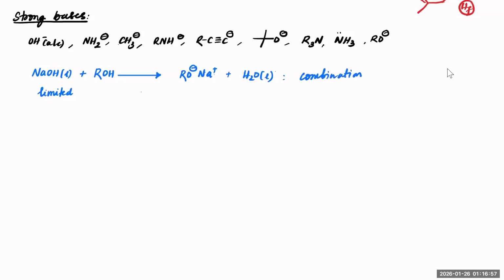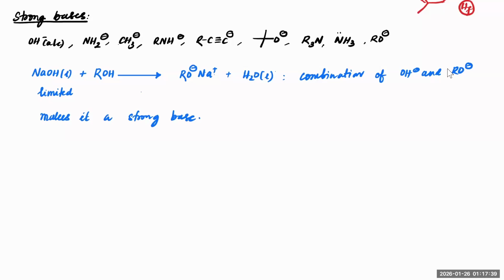The combination of OH minus from KOH and RO minus makes it a strong base. But all other cases, whatever I have written, they are generally very, very strong.